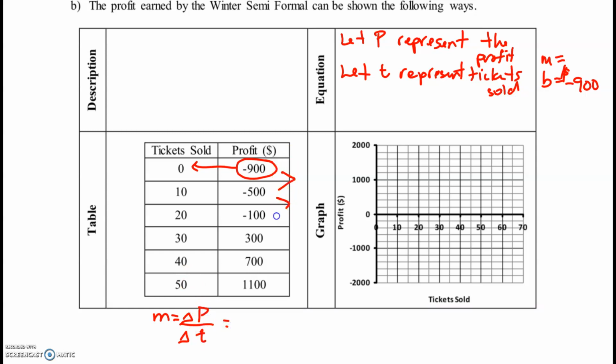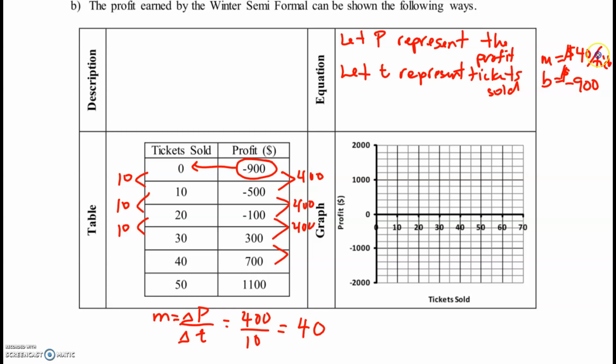So I can see my profit is going up by 400 as my tickets go up by 10. So that would be 400 divided by 10, which is 40. So that means that my M is $40 per ticket. Okay, so we'll go ahead and write the equation. So the profit is 40 times T, the tickets sold, minus 900, the money that we already put into it. Okay, let's go ahead and do our graph.